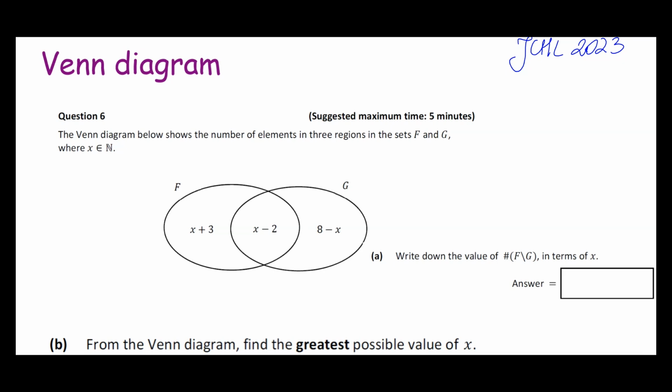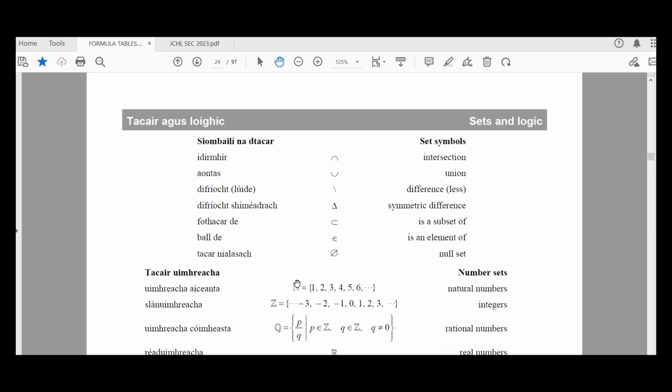Venn diagram is something that comes up on your exam pretty often, almost every year. Let's see. The Venn diagram below shows the number of elements in 3 regions in the set F and G. And then they are telling us where X belongs to N. What does that mean? Again, if we are not sure, we open the table, page 23, and here we have the set.